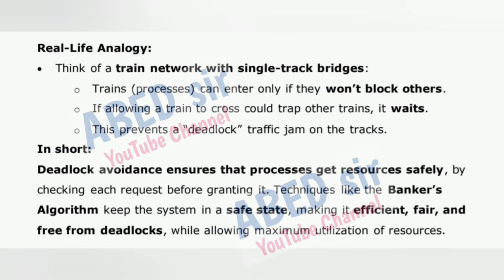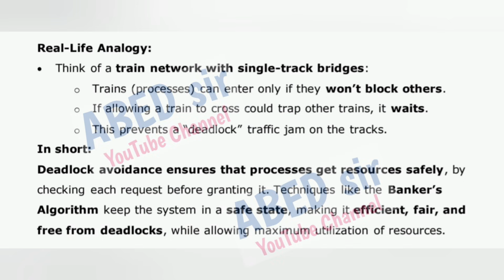Real-life analogy. Think of a train network with single-track bridges. Trains, processes, can enter only if they won't block others. If allowing a train to cross could trap other trains, it waits. This prevents a deadlock traffic jam on the tracks.